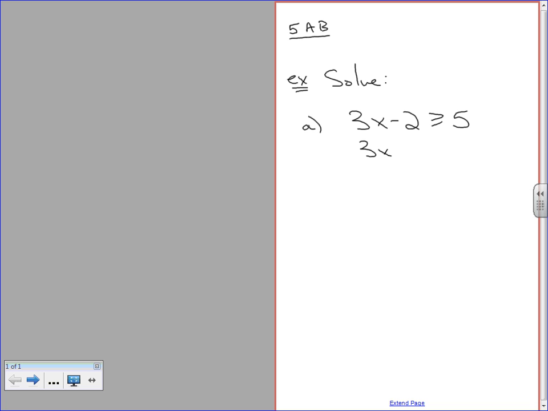So if I wanted to isolate the x in an equation, I'd bring the 2 to the other side and collect like terms. And then I don't want 3x, I just want x, so I divide everything by 3, and I get my answer. So any single x value that is greater than or equal to 7 over 3 would make this inequality true. Does that make sense? Okay.